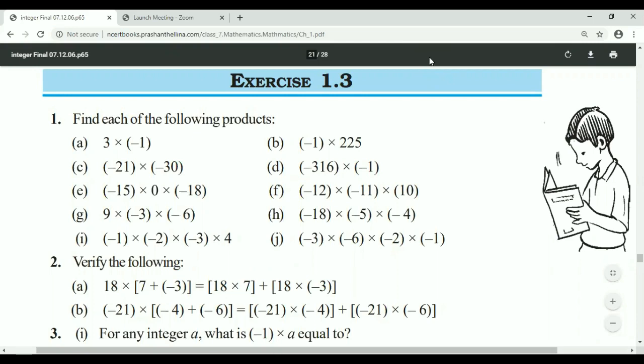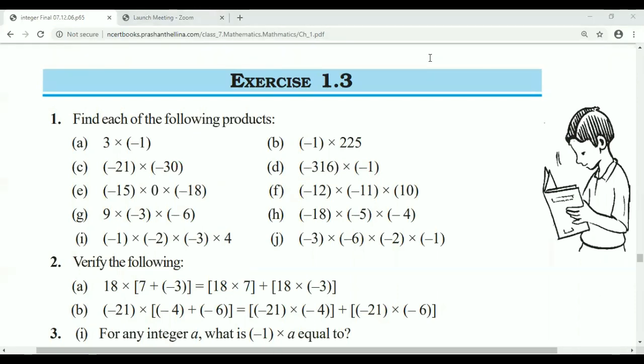We have to find the products of given numbers. First question, part A: 3 into -1. This 3 is positive and this number is -1, and negative into positive, the answer is negative. So the answer here is -3. Question B, same. Negative into positive, so different sign, the answer is also negative. So 1 into 225, the answer is 225. And since one number is negative and the other is positive, the answer is negative.